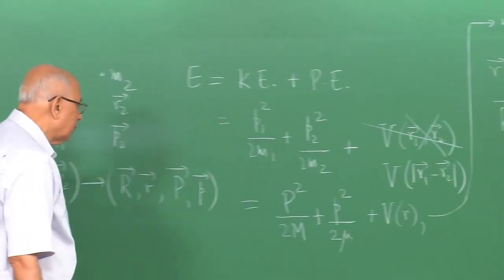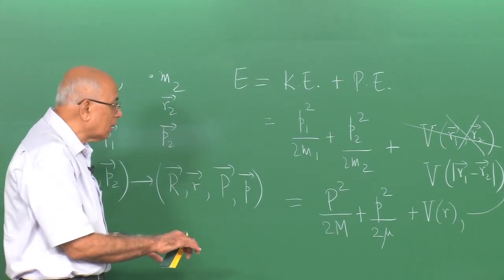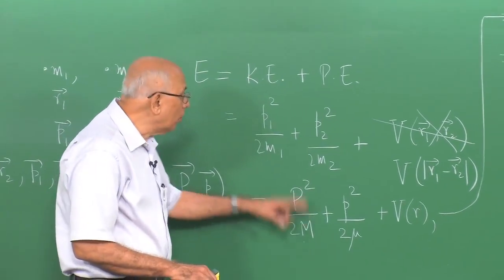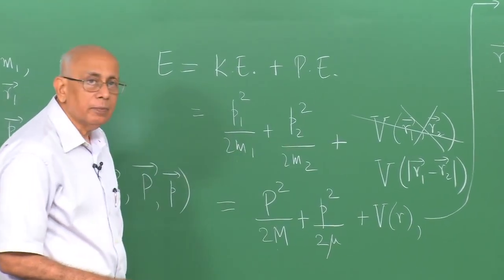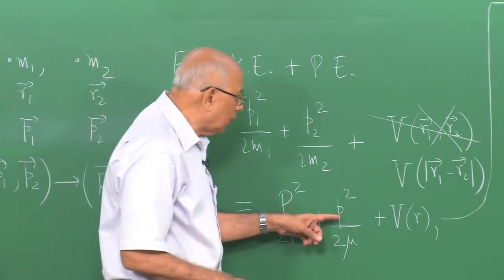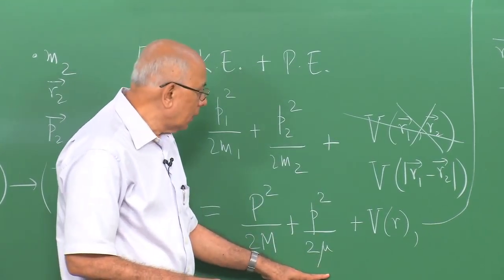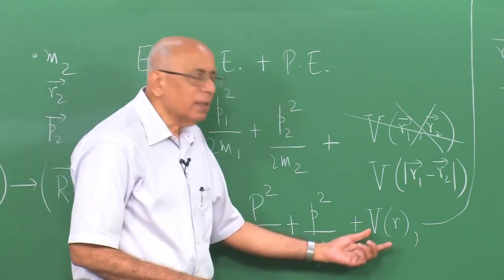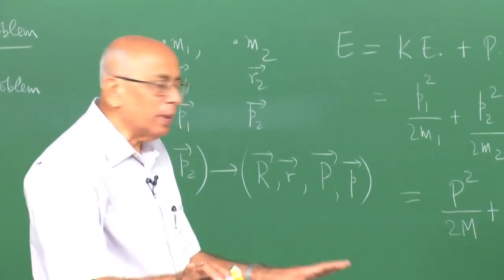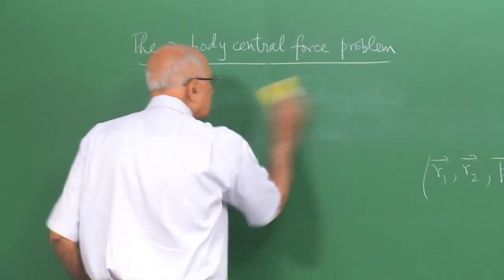So it is as if you have a different problem now. The original problem of masses m1 and m2 has been reduced to the problem of a particle of mass capital M moving at a constant momentum capital P, like a free particle in a straight line, together with the problem of another particle of effective mass little mu with momentum little p moving in a central potential V of r. So these two problems have got decoupled, and once that is done, this problem reduces and simplifies.